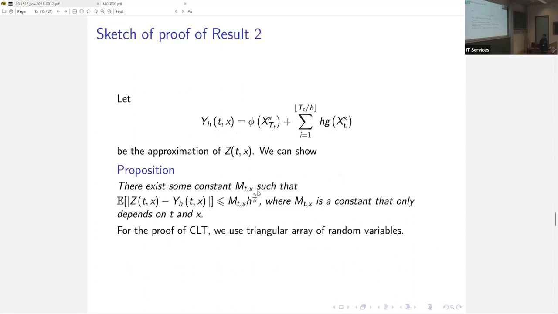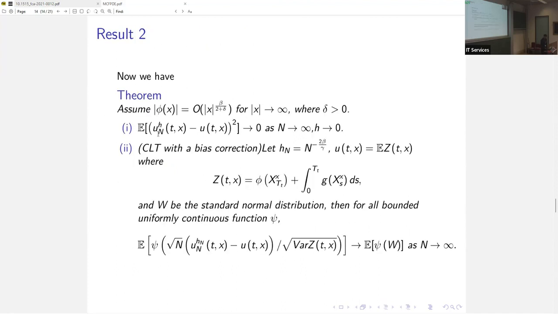Okay, here are some ideas about this proof. We define YH to be the approximation of Z. We can show that the L1 error between Z and YH has this kind of upper bound, and with some similar proposition, we can show that the Monte Carlo estimator U_{n,H} converges to U in L2. For the central limit theorem, we apply the triangular array method to prove this. Okay, that's basically the idea of how to prove this theorem.